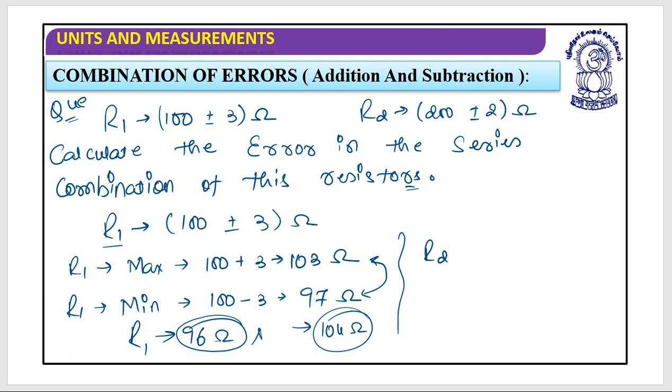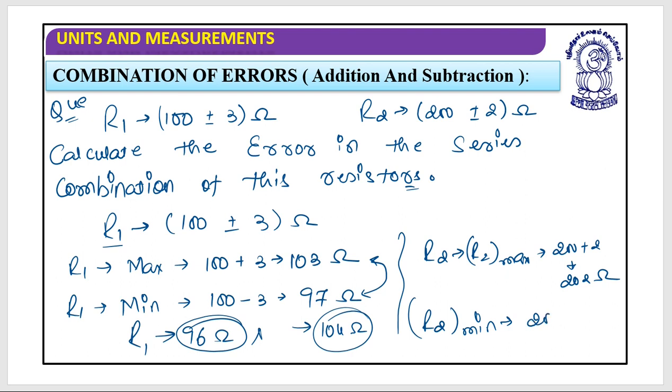In the same way, calculate for R2. R2 max would be 200 plus 2, which is 202, and R2 minimum would be 200 minus 2, which is 198. So this can have a value from 198 ohm to 202 ohm. It could not have a value lesser than 198 ohm or greater than 202 ohm. Please do remember these things.